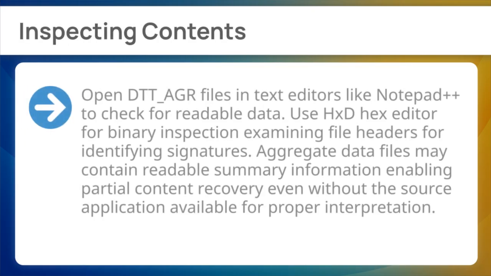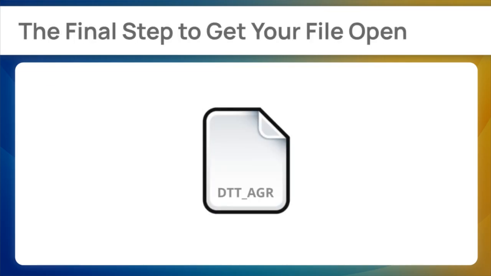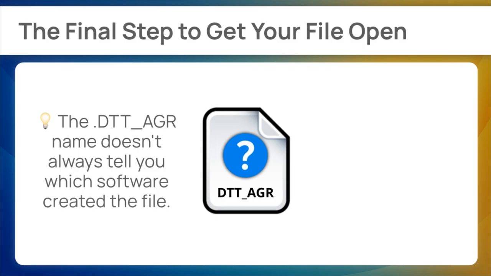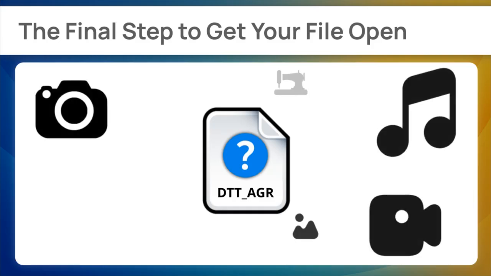Finally, inspecting contents. Open DTT-AGR files in text editors like Notepad++ to check for readable data. Use HxD hex editor for binary inspection, examining file headers for identifying signatures. Aggregate data files may contain readable summary information, enabling partial content recovery even without the source application available for proper interpretation. If compatibility checks failed, it is likely because the file extension name is shared by different developers for unrelated formats, causing your PC to use the wrong reading language.